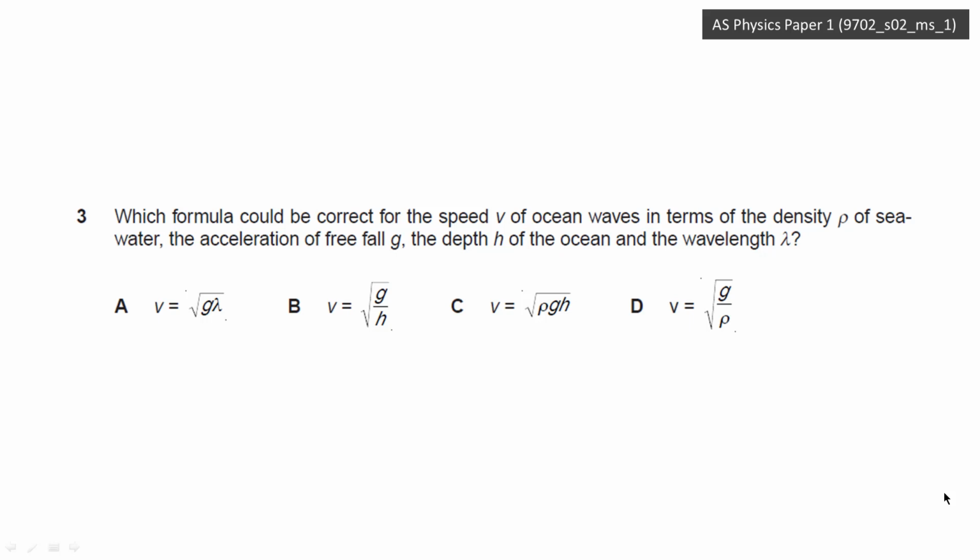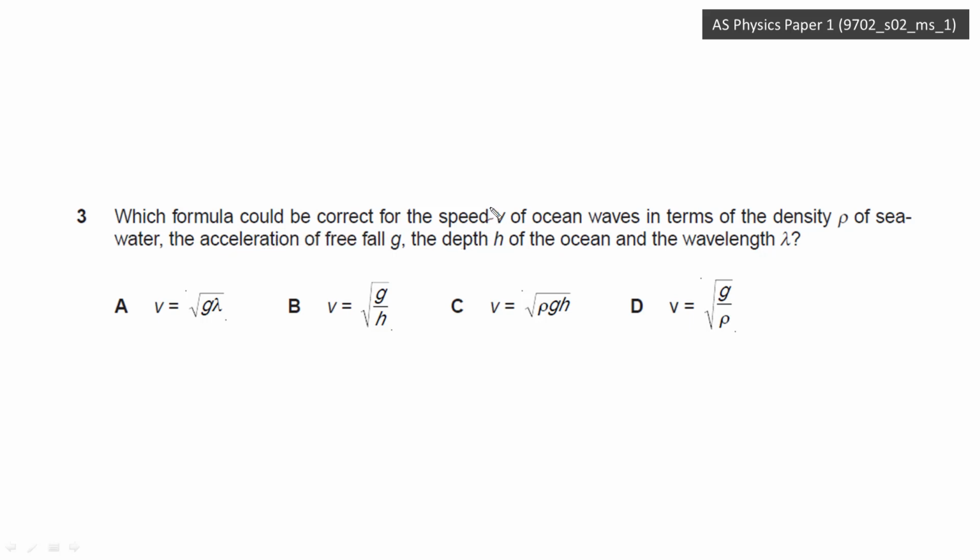So in this question, we are asked which formula could be correct for the speed v of ocean waves in terms of the density rho of seawater, the acceleration of free fall g, the depth h of the ocean, and the wavelength lambda. The starting point is that we must know the base units of certain physical quantities.